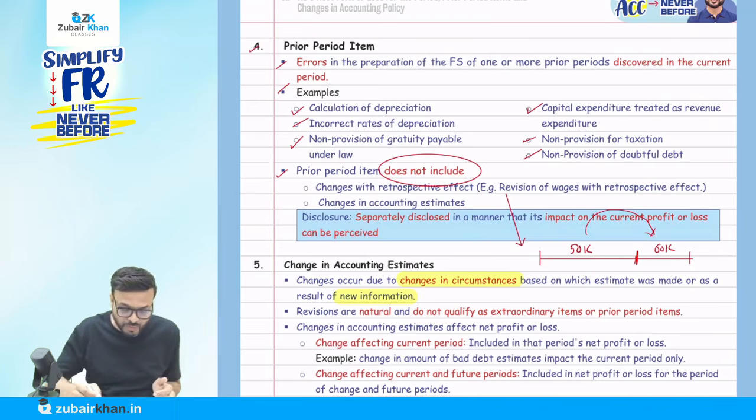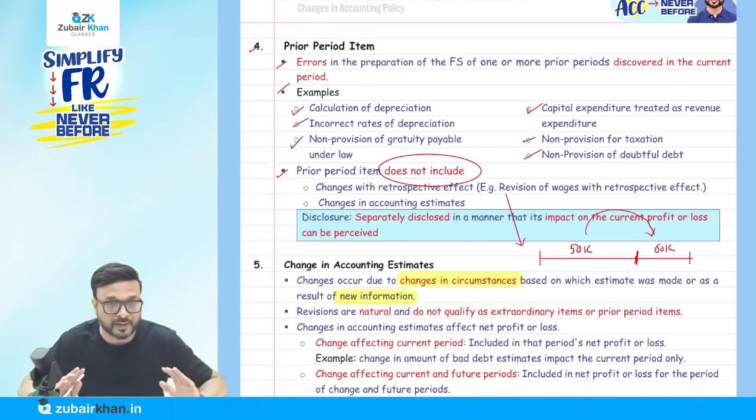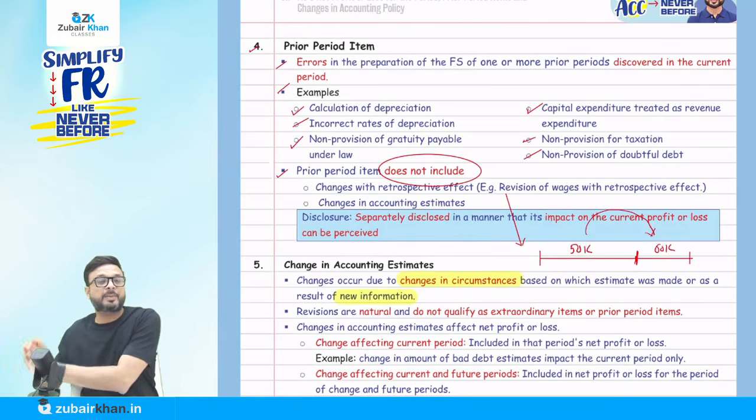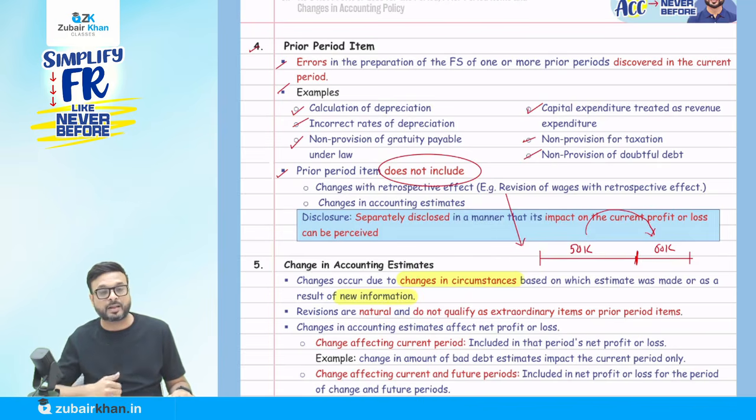Okay. Now how to disclose this prior period item? It is separately disclosed in a manner that its impact on the current year profit or loss can be perceived, same as an extraordinary item. Both extraordinary items and prior period items should be disclosed in my profit and loss account in such a manner that the impact on the current year profit or loss can be seen. So I can see how those prior period items and extraordinary items are affecting my profit and loss account.